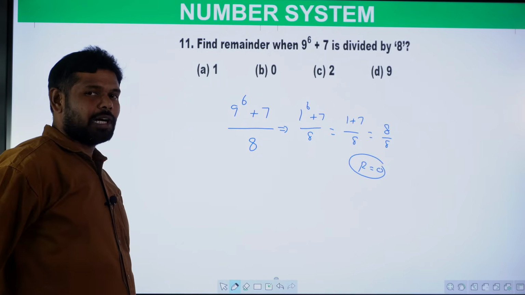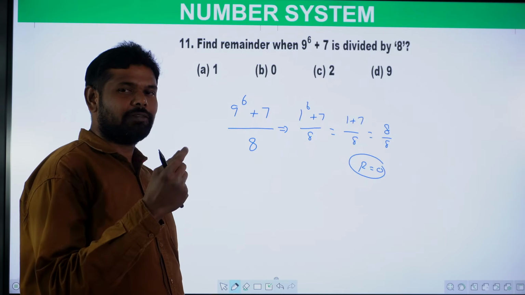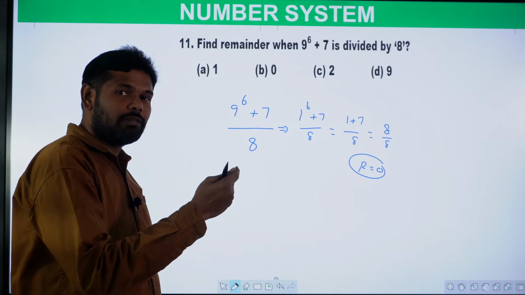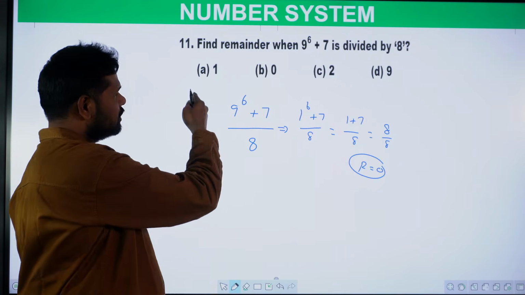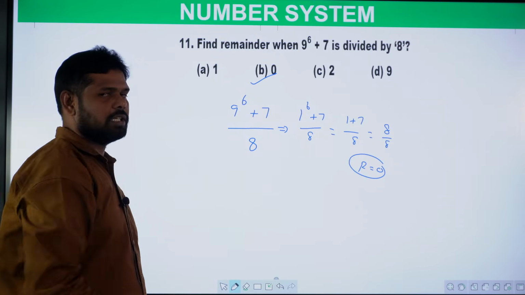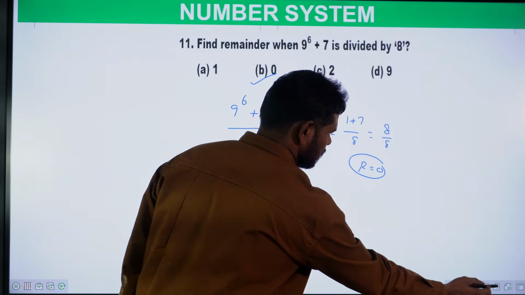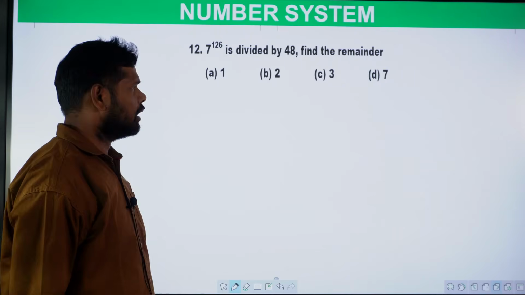Remainder 0, not the quotient 8 ones 8. So don't take 1 as a remainder. 8 ones 8, what is the remainder? 0. Completely divisible, so 0 is the remainder. 1 is also there as an option. Sometimes there is a chance of taking that wrong option.